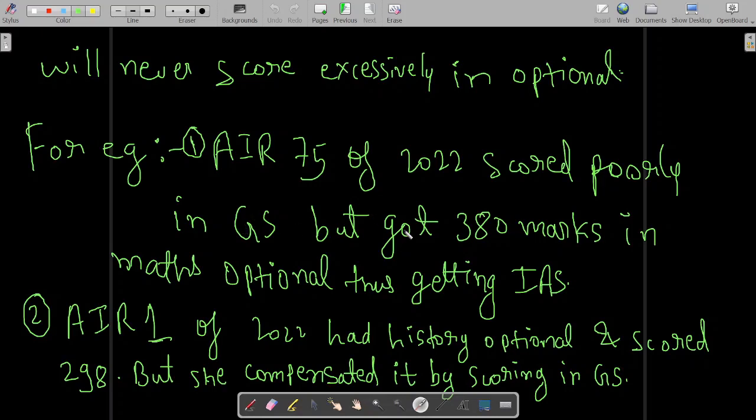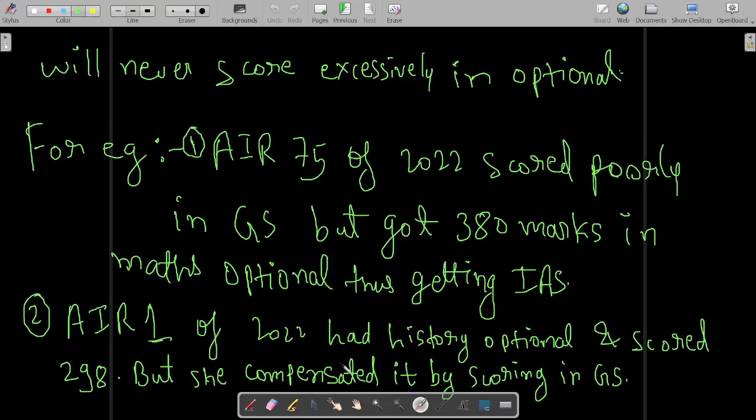But he scored 380 marks in maths optional. Obviously, because of scoring 380 in maths optional, he got AIR 75, and thus he got IAS because of that. Now similarly, AIR 1 of 2022 had history optional. She scored hardly 298 in history optional.